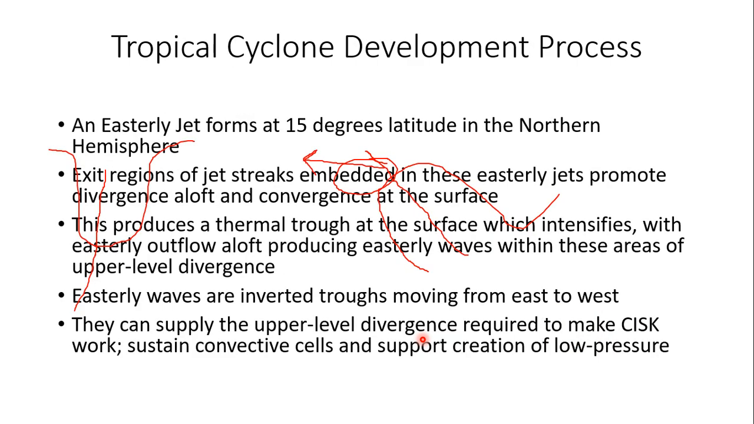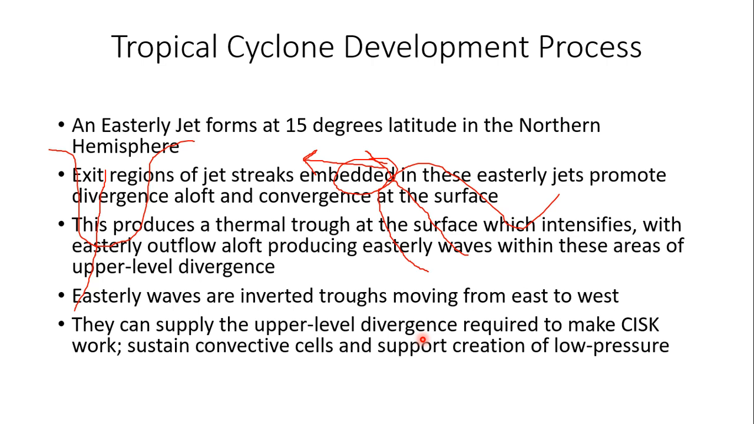And then we talked about how the tropical cyclone development process occurs. Initially, you may have an easterly jet around 15 degrees north latitude in the northern hemisphere. You get these exit regions of the jet streaks, accelerated regions of wind velocity embedded in these easterly jets, which promote divergence aloft and convergence at the surface. You get that circulation developed initially.